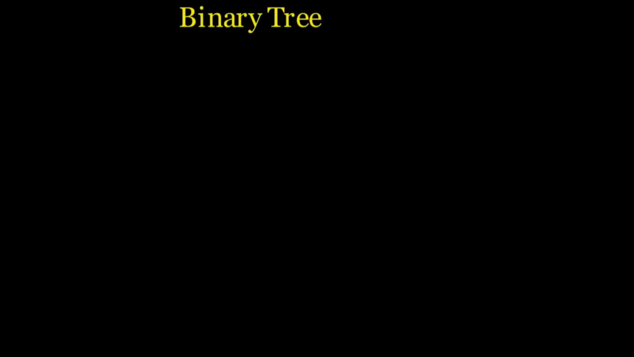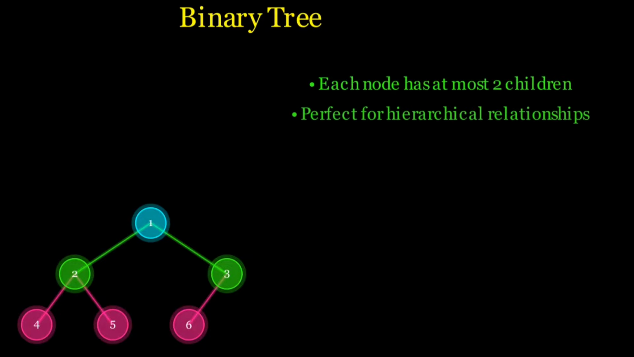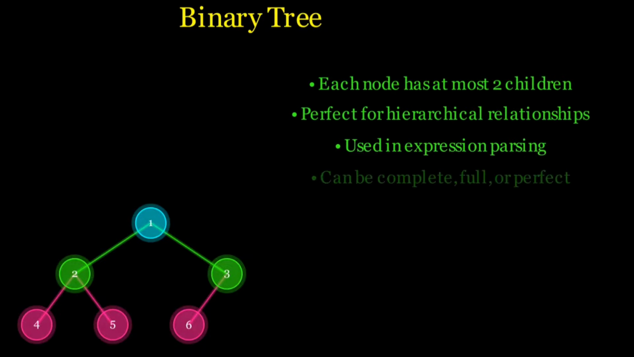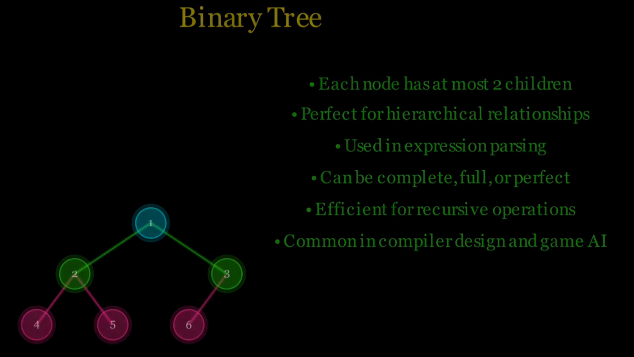Next we have the binary tree. This is a more specialized form of tree. Its features are that each node has at most 2 children. It's perfect for hierarchical relationships. It can be complete, full or perfect, which will be discussed later, and they are efficient for recursive operations. They are commonly used in compiler design and game AIs. Binary trees are widely used in algorithms and data processing due to their simplicity and efficiency. We will be further discussing it in detail.